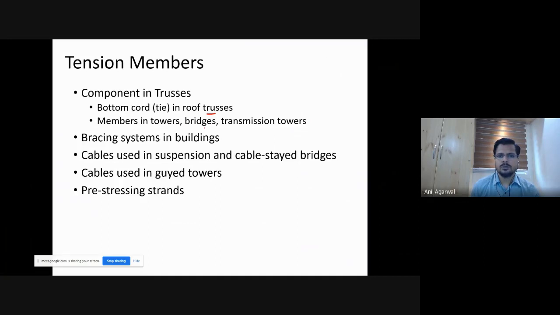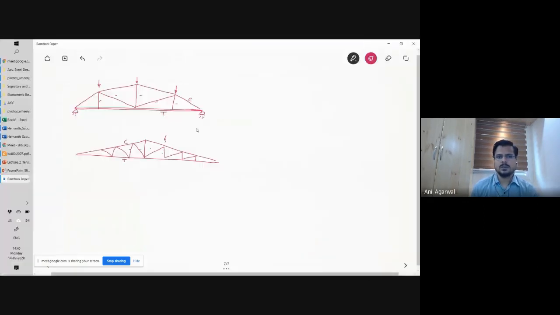Now, also when you have towers, bridges, etc., let's say you have a tower structure, which is also a truss. You may have a triangular tower also, right? Triangular base. This is the other leg.